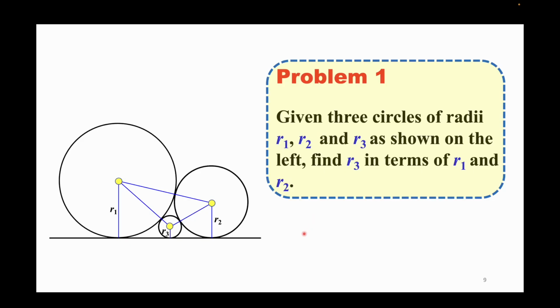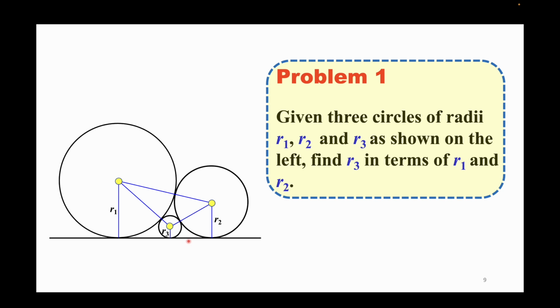Problem 1 goes as follows. Given a circle of radius R1, another circle of radius R2. These circles are tangent to each other. They are also tangent to a common line. So we have two circles tangent to each other, both tangent to a common line.